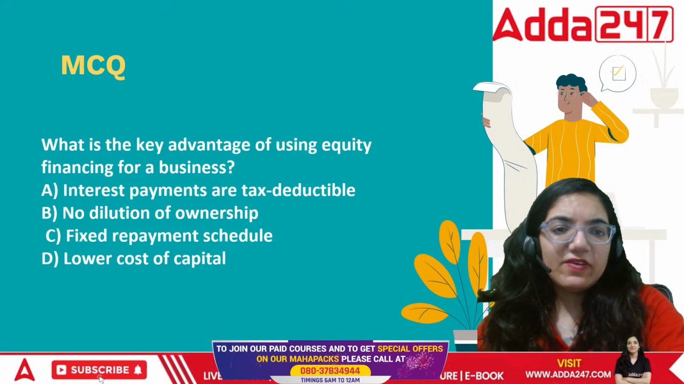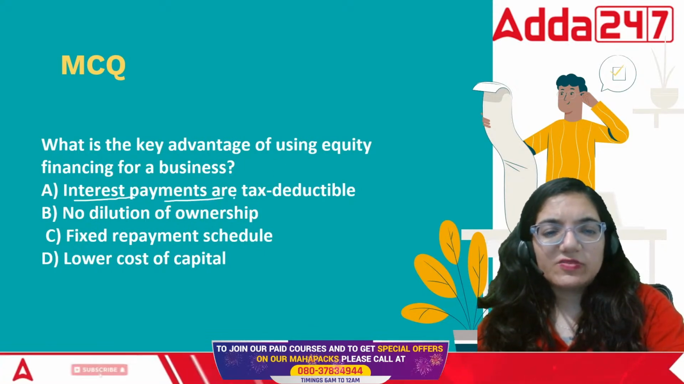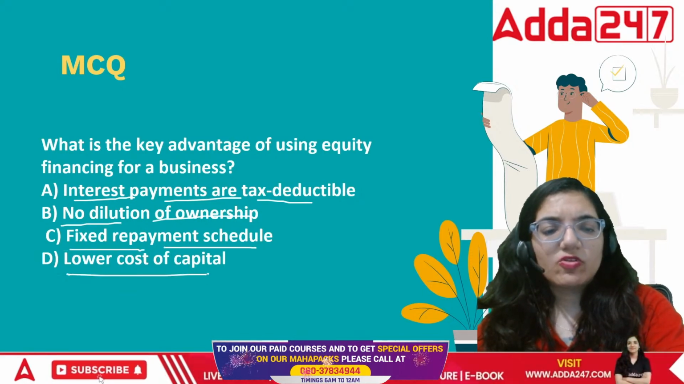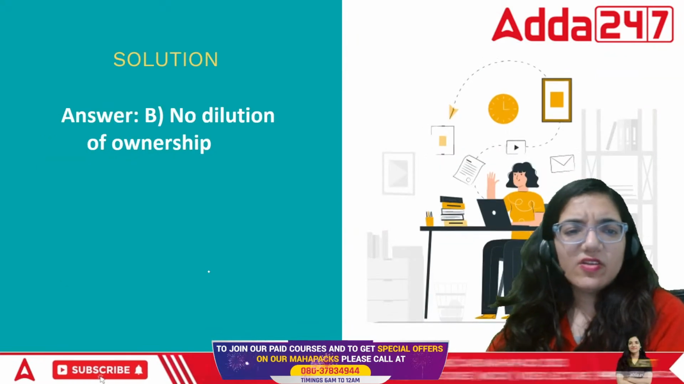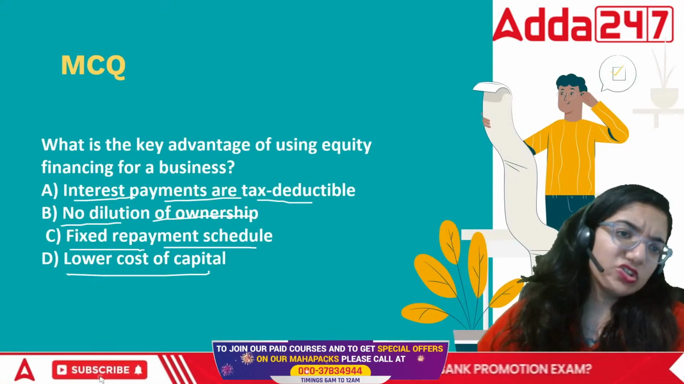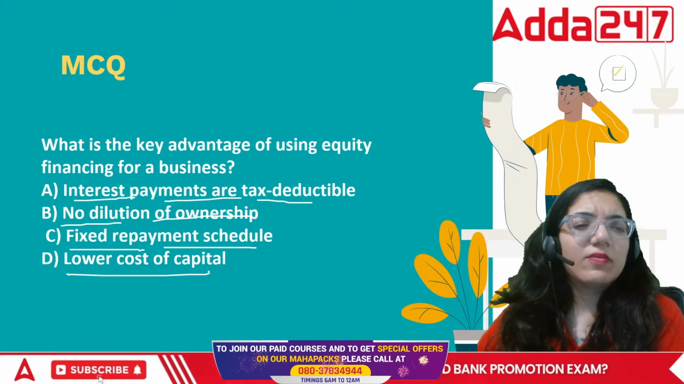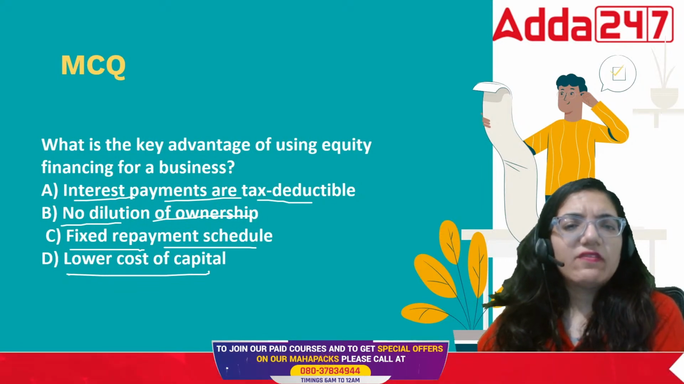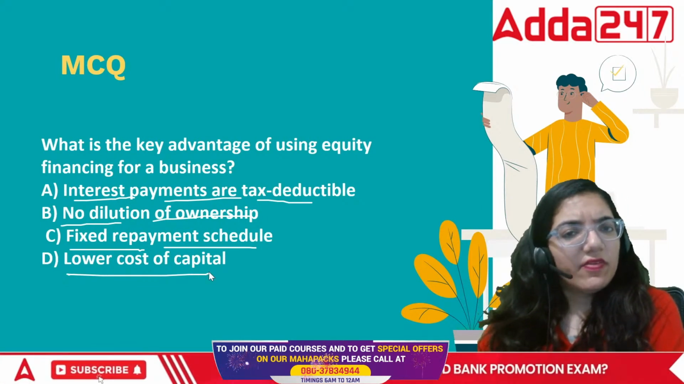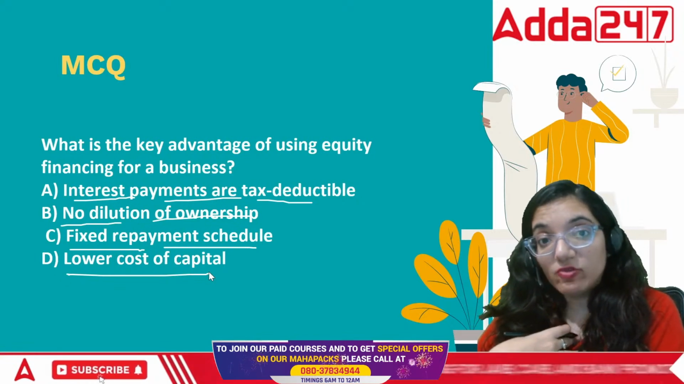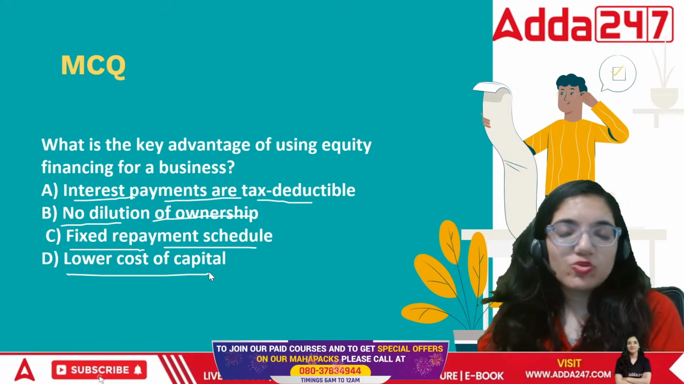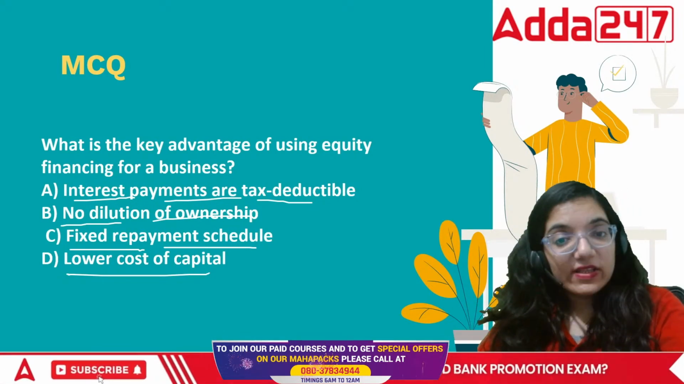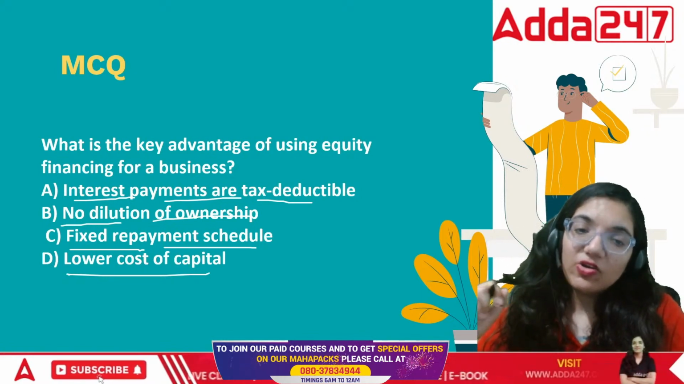Equity financing is good for the business due to: interest payments are taxable, no dilution of ownership, fixed repayable schedule, or low cost of capital. Hardcore truth is low cost of capital. No, this is not the point. What is the key advantage of equity financing? No dilution of ownership. When we issue more shares to people, then it will dilute our ownership. For example, I have ownership already, and if I buy more shares, there's no problem because I'm still the owner. If I issue a few shares to you, this is where the entire thing goes down the drain.